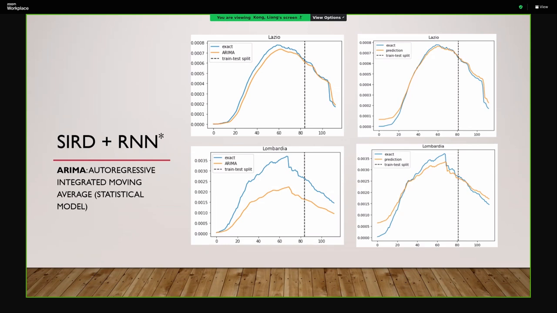Okay. What's your vertical axis again? Vertical axis is the scaled infection rate. Yeah, so for demonstration purposes, we scaled the result. But for comparison purposes, they should be the same.